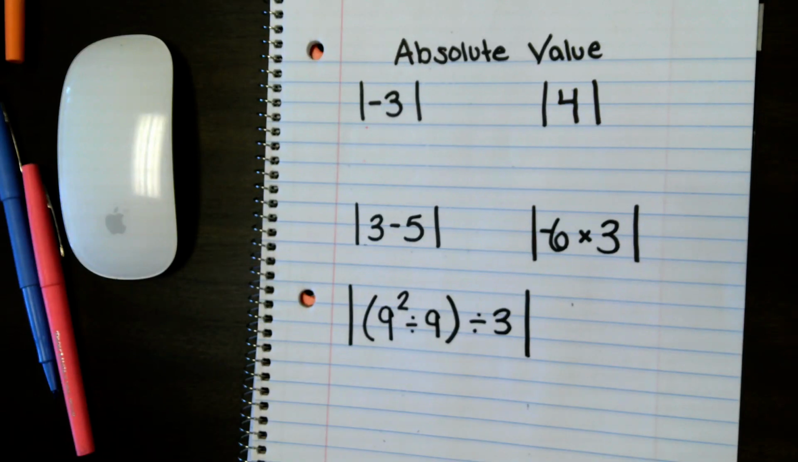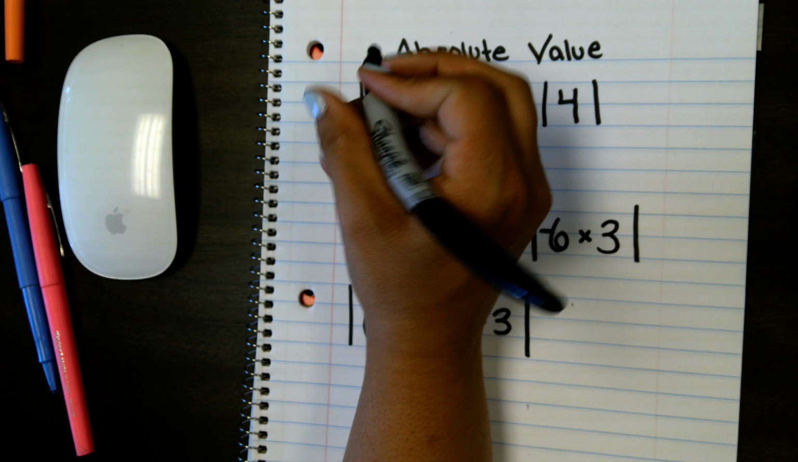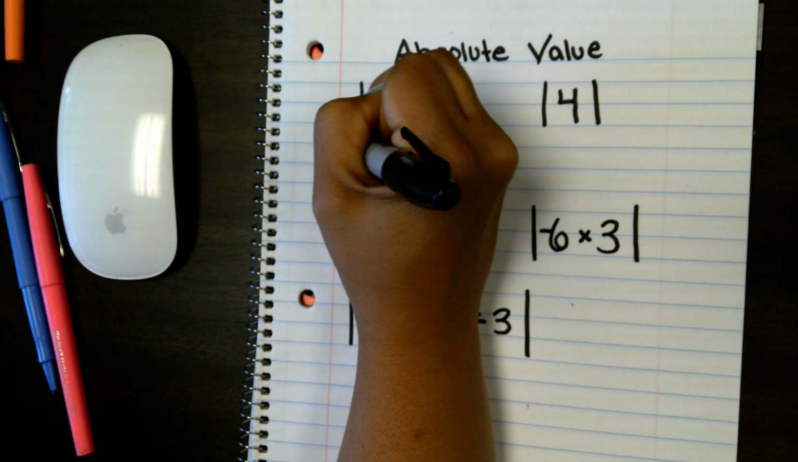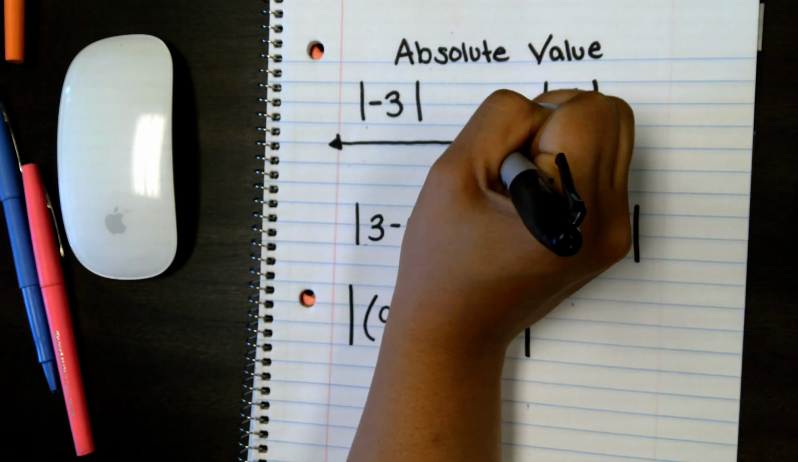Absolute value. What is the absolute value of a number? Well, it is just that number's distance away from zero. So for this first one, I'll show you a little number line just so you kind of understand the concept.